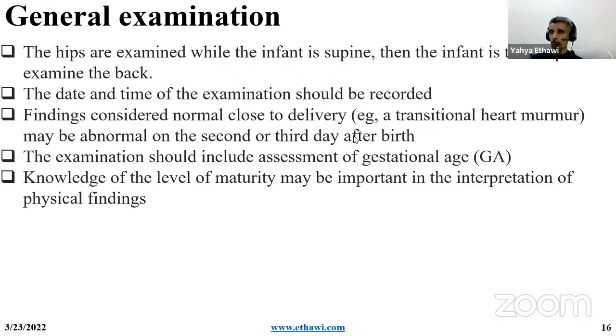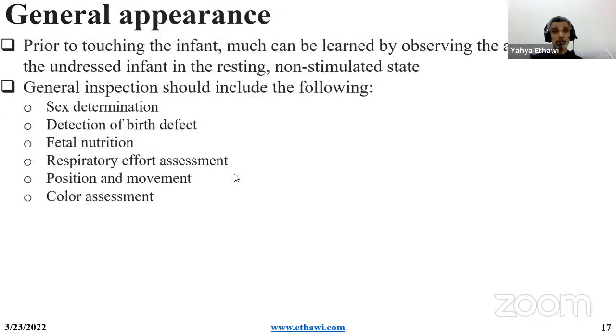Remember that transitional murmurs are due to an open PDA. Remember to assess the gestation, whether by date or ultrasound, or use a gestational assessment chart. Maturity is very important for the outcome and the expected complications, and also the rate of readmission. Your hand should be warm. You should be resting your hand, not intense, and you should not provide any stimulation. You need also to inspect for the sex, male or female, and whether the organs are mature, any birth defect, fetal nutrition, respiratory effort, position of movement, color assessment.